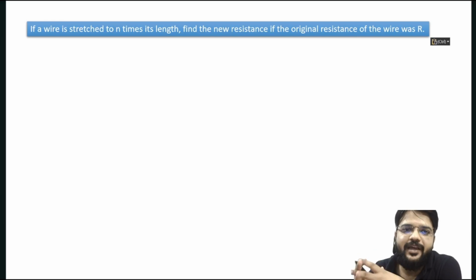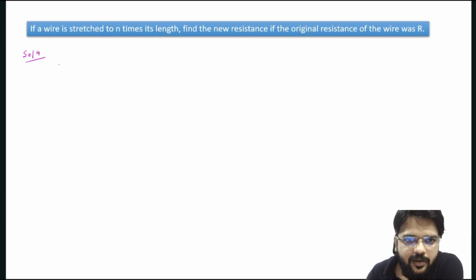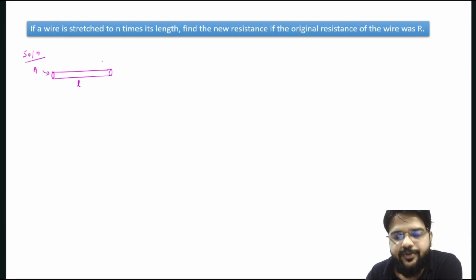Let's see the next question. If the wire is stretched to n times its length, find the new resistance if the original resistance of the wire was R. So in this question we want the new resistance, correct? And the old resistance is R here. So let's see what is happening in this question. Let's suppose we have one wire and the length of this wire is L and the cross-section area is A, correct? And the resistivity of the wire is, let's suppose, rho. So the old resistance of the wire is R, and R can be written as rho L by A, correct?